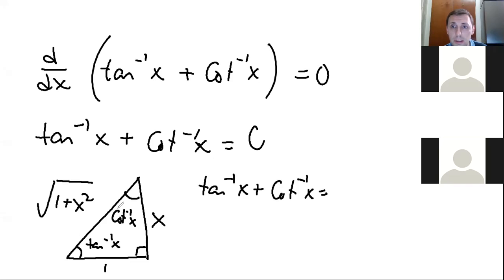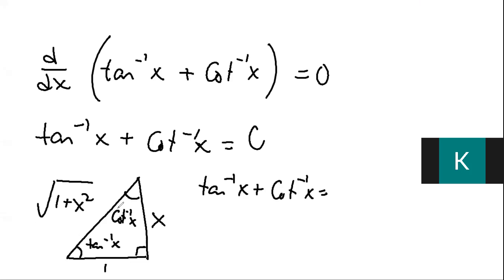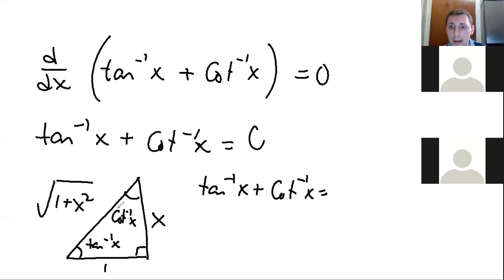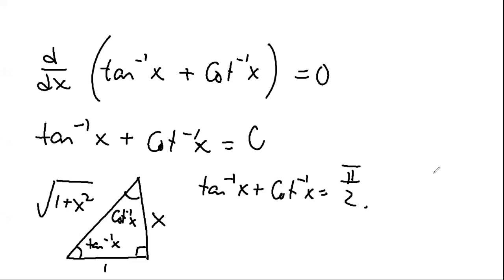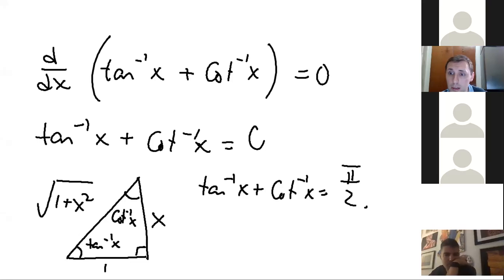Those angles add up all together to pi. All the three angles add up to pi. So the two angles, tangent inverse and cotangent inverse, must add up to pi over 2. As simple as that. Yes? Should not take any time to figure that.